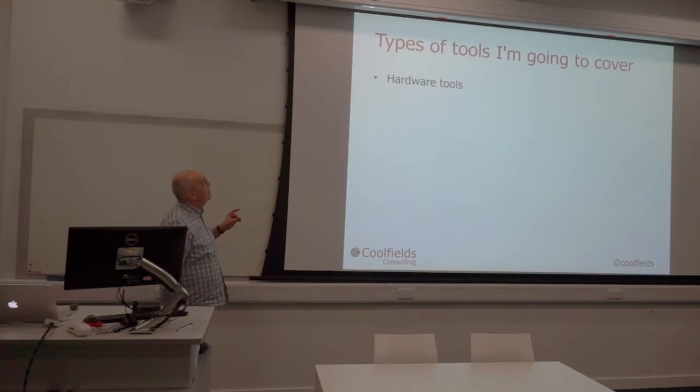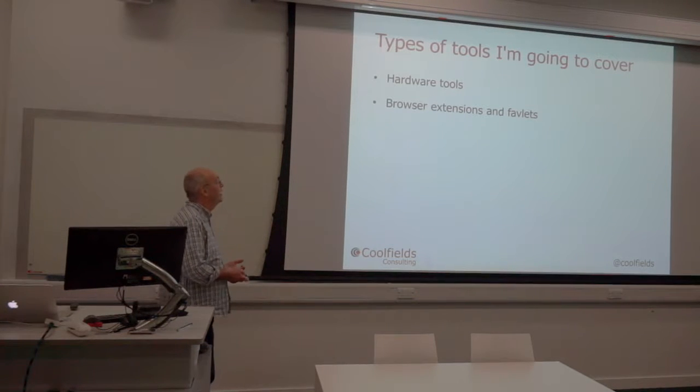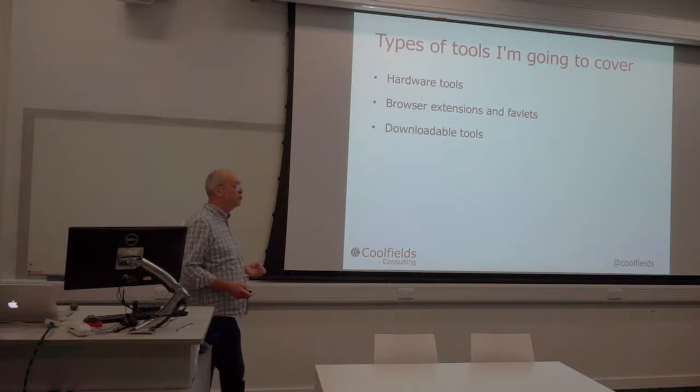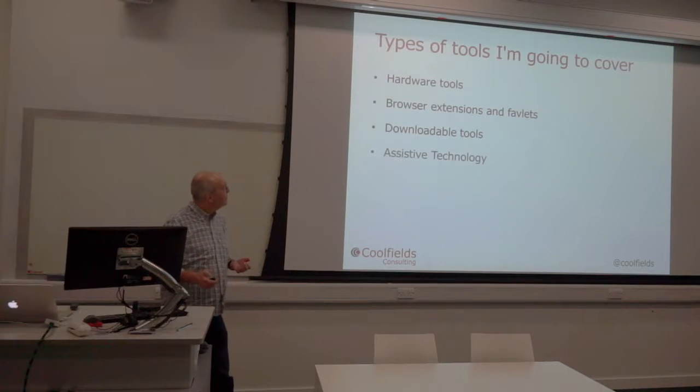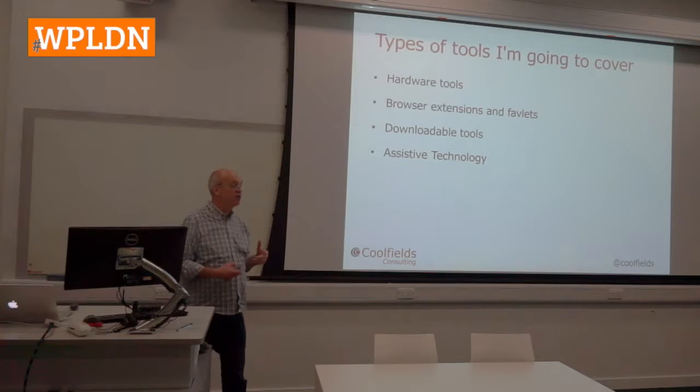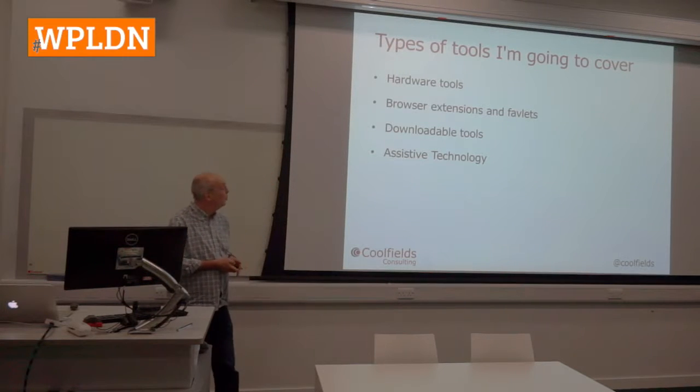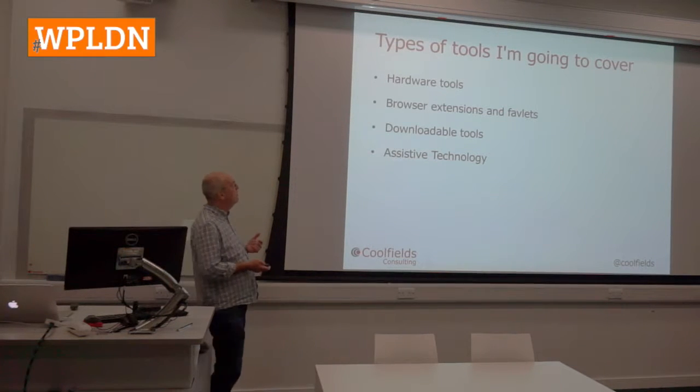But I'm going to talk about a few tools here, hardware tools to start with. Then browser extensions and Favics, which is going to take up a bit of time, as there's some really useful stuff around extensions for your browsers. Then downloadable tools, that's standalone stuff. And assistive technology, that's also typically downloadable or you buy it.